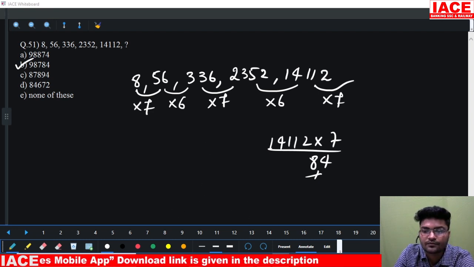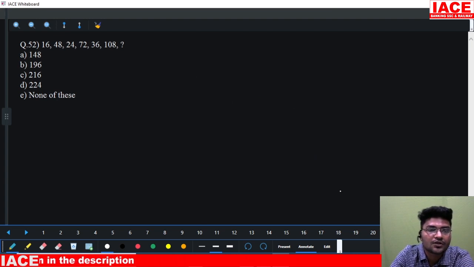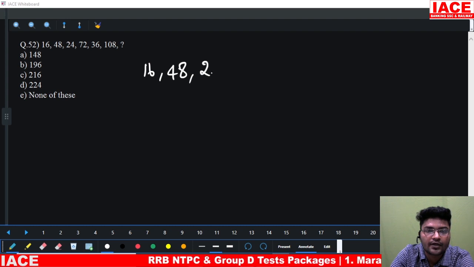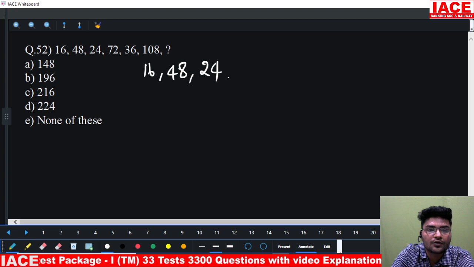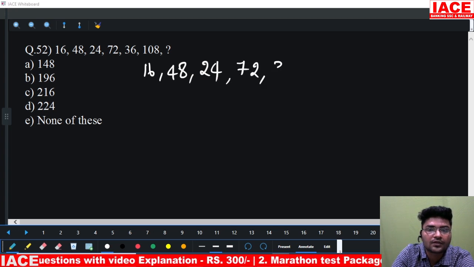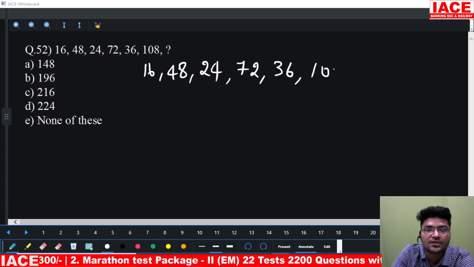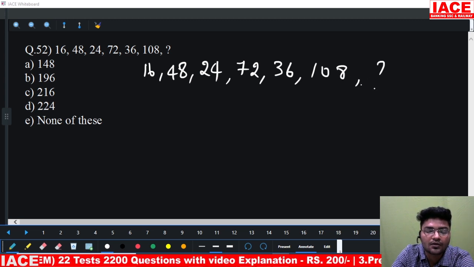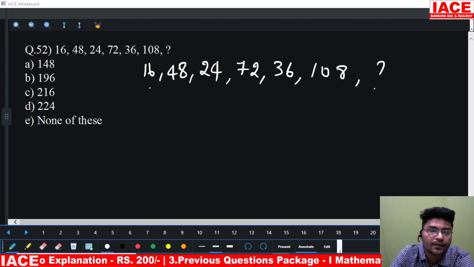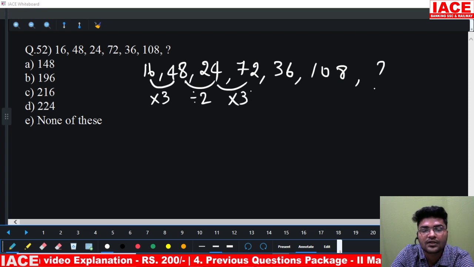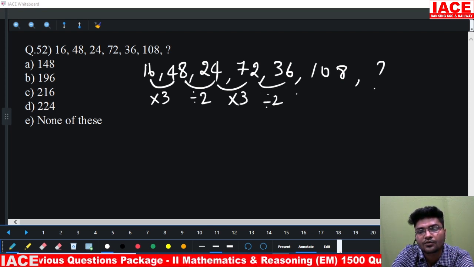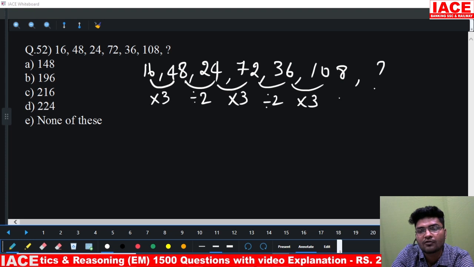Next question. Question number 52. We have 16, 48, 24, 72, 36, 108 and question mark. So this is 16 into 3, 48. 48 divided by 2 is 24. 24 into 3 is 72. 72 divided by 2 is 36. 36 into 3 is 108.